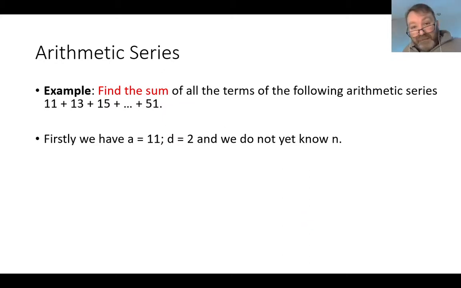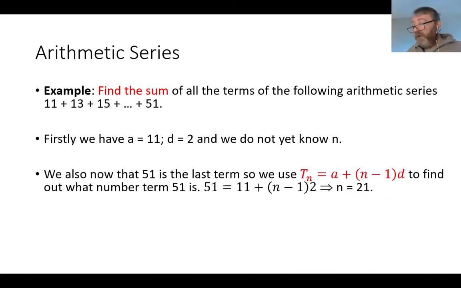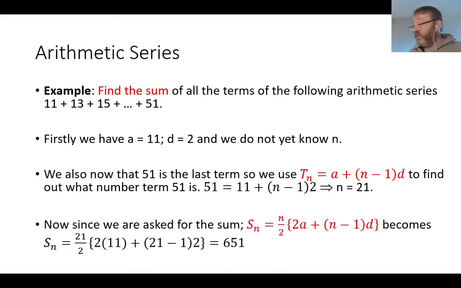Firstly, what do we have? We've got the first term a equals 11, and we've got a common difference of 2. That's not enough information. I need 3 pieces of information, so I've got to work out the value of n, the number of terms in this sequence. I don't know it, but I do know that 51 is the last one. So I set T of n equal to 51. I fill in the a and the d value. I work out the value of n, which I showed you earlier comes out to be 21. And then I feed that into the S of n formula, and I get 651.